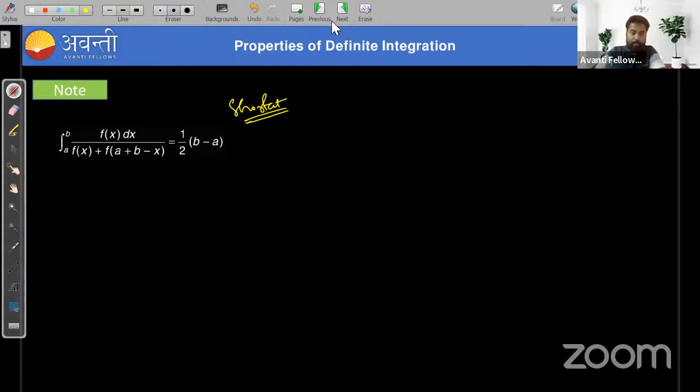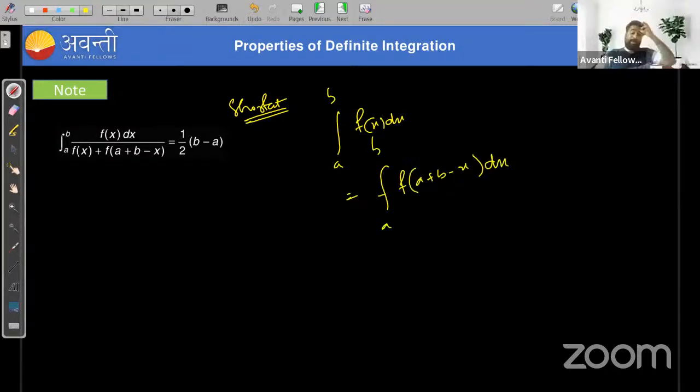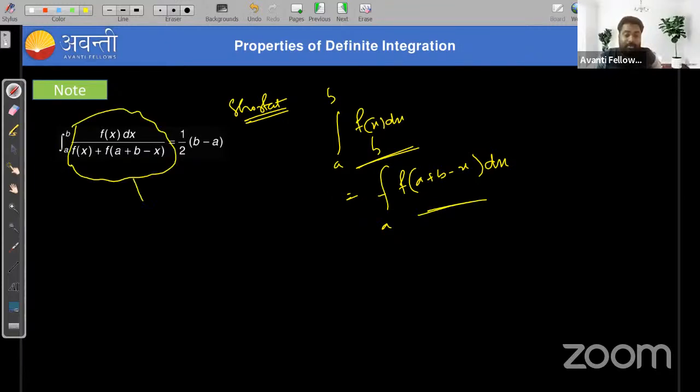When you are applying property number 5, that is integration a to b f of x dx is equal to integration a to b f of a plus b minus x dx, so when you are applying this property directly, if you have a function in this format, directly this integral will be half into b minus a. We'll solve some questions on this result also, right? B is your upper limit and a is your lower limit, divided by 2 is the value of the integration. Okay, let's move on.